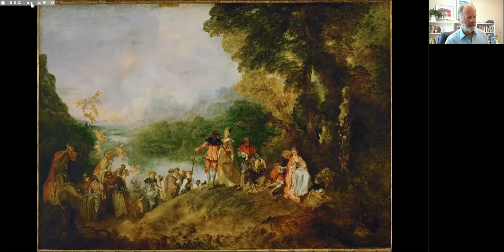In the realm of painting, the term Rococo has been applied also to works by Antoine Watteau. Watteau is generally regarded as the greatest painter in France in the first half of the 18th century. He's an artist who lived a short life. He was born in the Flemish town of Valenciennes in the far north of France.